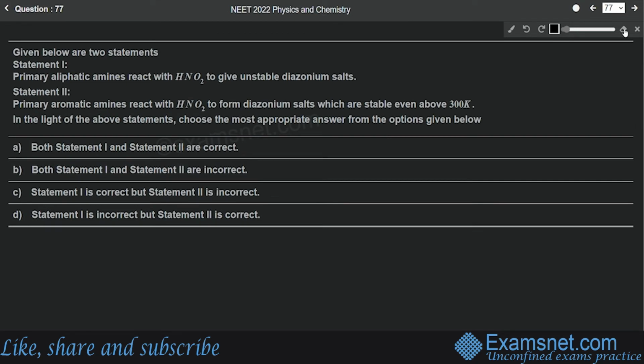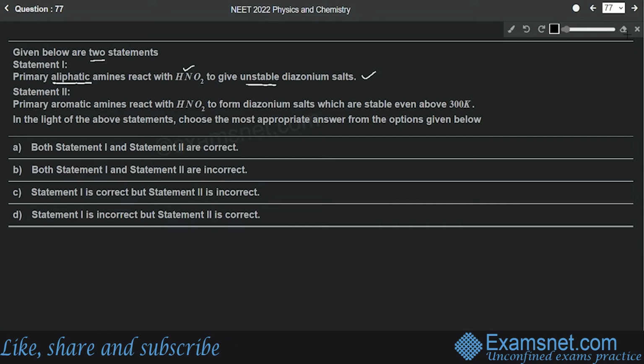Question number 77 is from the chapter amines, and here two statements are given. First statement is primary aliphatic amines react with nitrous acid to give unstable diazonium salts. Okay, so we know that whenever primary amines react with nitrous acid or sodium nitrite in the presence of a strong acid, then diazonium salts are formed. But in case of primary aliphatic amines, the diazonium salts are unstable. Okay, so the first statement is a correct one.